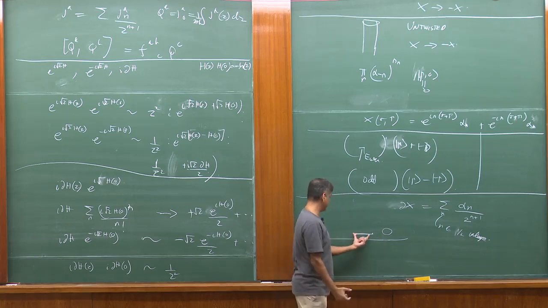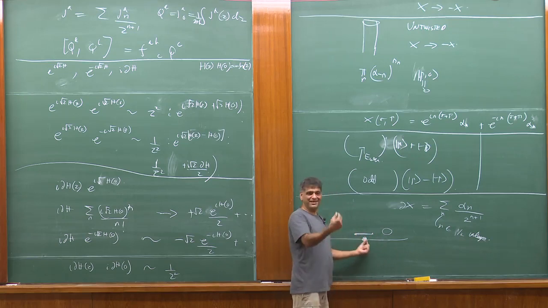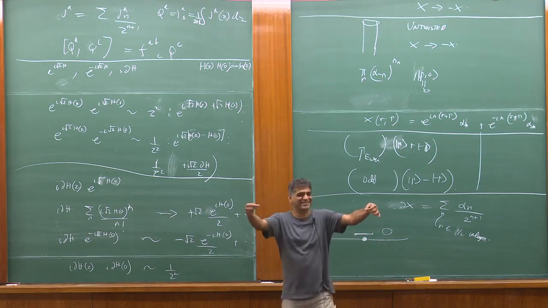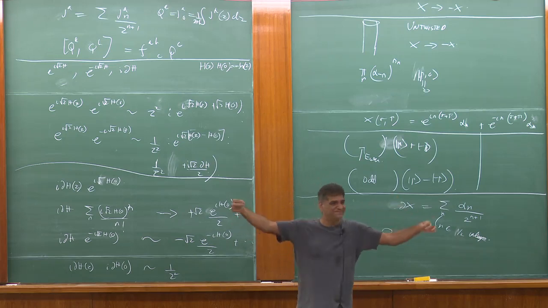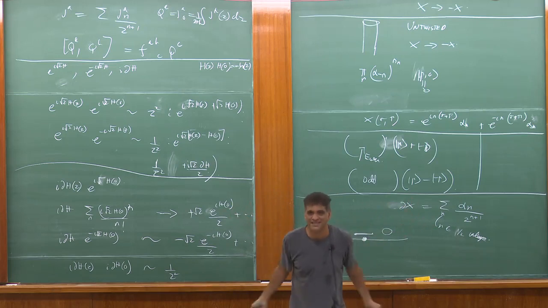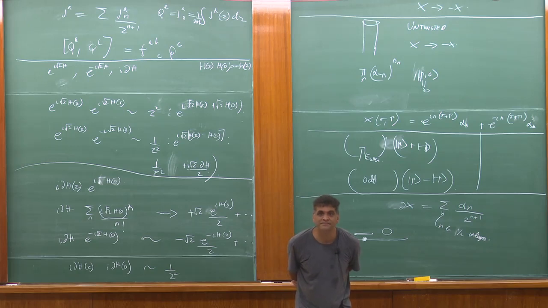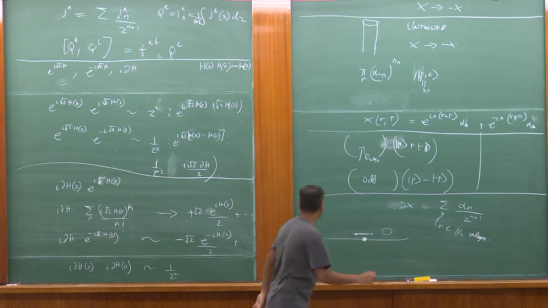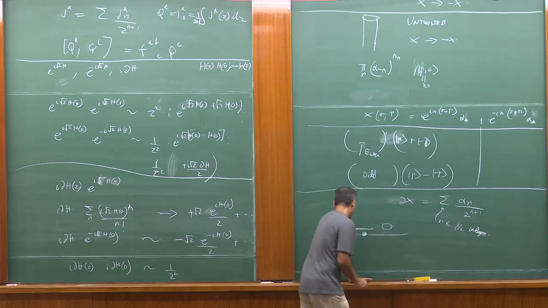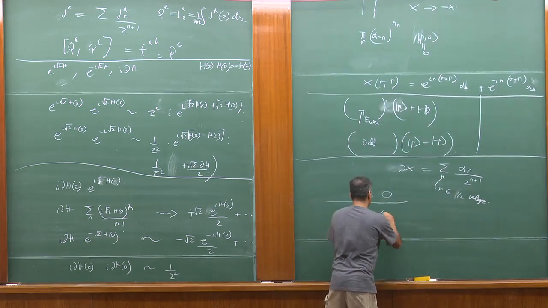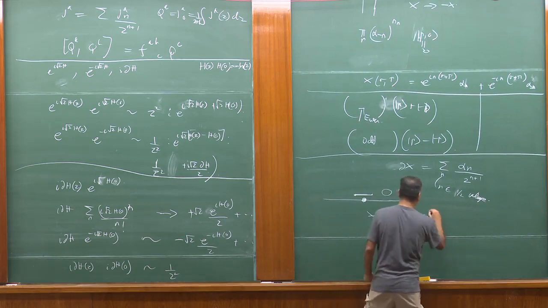Now, because of this, the string is tied to this point because its center of mass, so to speak, is at the origin. So it can't move around. So there's no 0 mode. Is this clear? No. Sorry. Okay. What was the boundary condition in the twisted sector? The boundary condition is x of 2 pi is equal to minus x of 0.